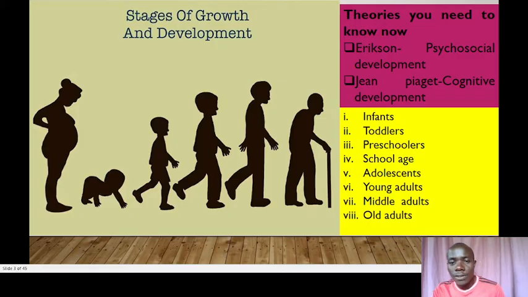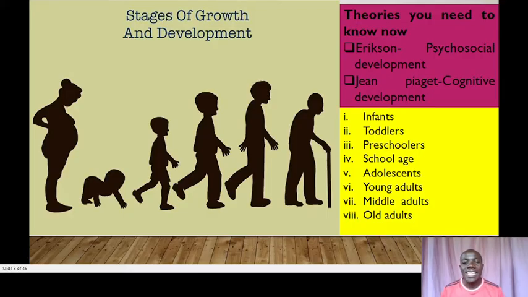But first, before we proceed, we have divided these stages of growth and development into phases, so that we have infants, toddlers, preschoolers, school age, adolescent, young adults, middle adults, and old adults.